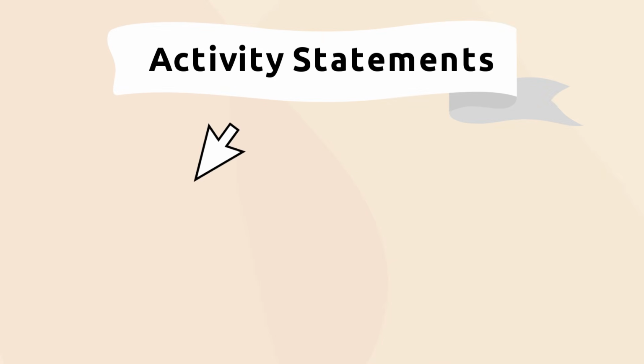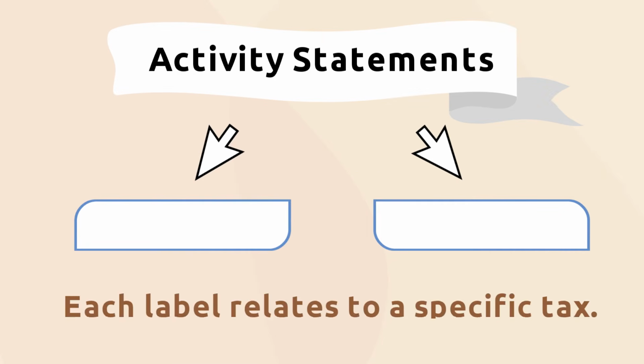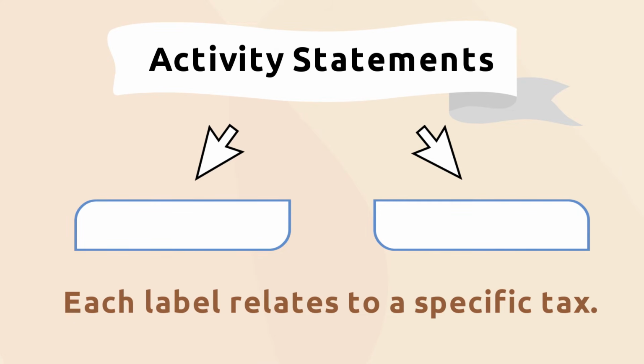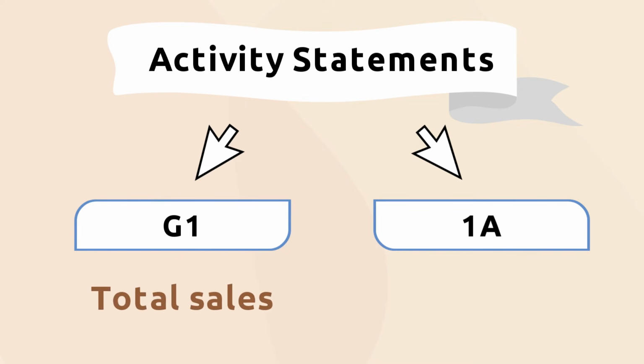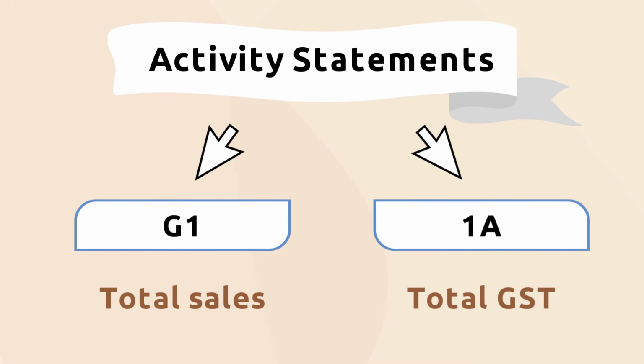Activity statements are divided up into labels. Each label relates to a specific tax. For example, labels G1 and 1A both relate to GST. At label G1, you need to put the total sales number of the business for the period in question. Further down the form, at label 1A, you need to put the total GST collected on those sales. These are just two of the labels you may be required to complete on your activity statements.